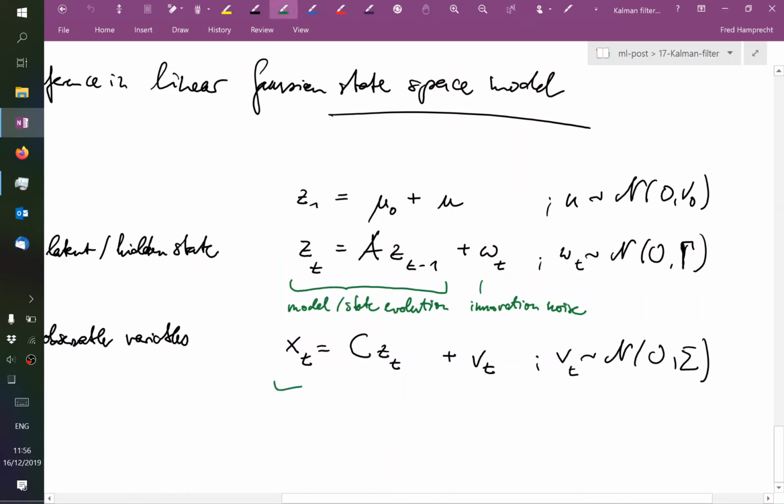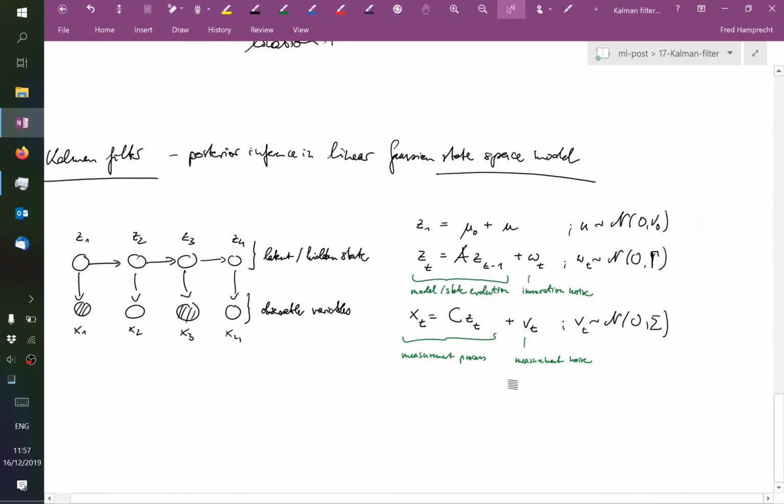So we have the state evolution, and we have here the measurement process. That tells us how my observation is related to the hidden state. And typically this observation is also fraught by some noise process. This is the measurement noise here. All right, these are the basic equations.